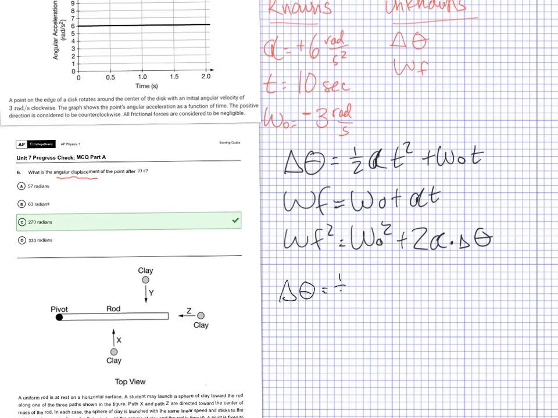So delta theta equals 1/2 times the value of positive 6 radians per second squared, times the time of 10 seconds squared. And then we're going to add that to a negative 3 for the initial velocity times 10. So I end up with like negative 30 here. 10 squared is 100, times 3 is 300. And so the total is 300 minus 30, or 270 radians of displacement.